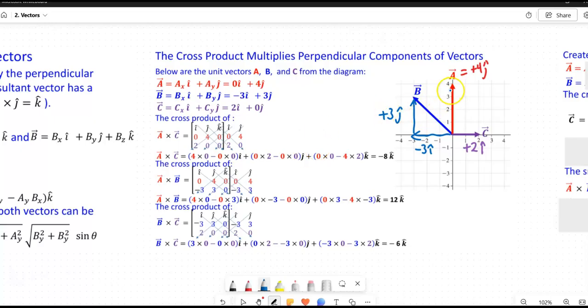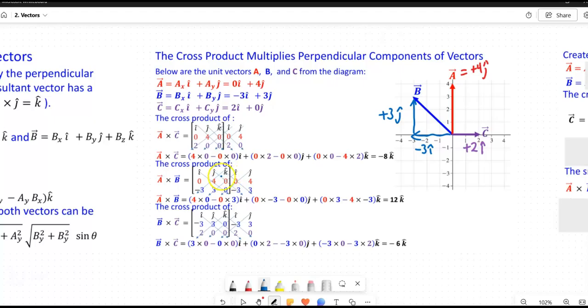So what we're going to do is we're going to create our matrix. So i j k, 0, 4, 0. And then for the B vector, we're going to go negative 3, 3, 0. And you do have to use the k portions. Since there are no components in the k direction, you still have to write that k direction component. Okay, so what we're going to do, we're going to go 4 times 0 minus 0 times 3. And that's going to be 0.